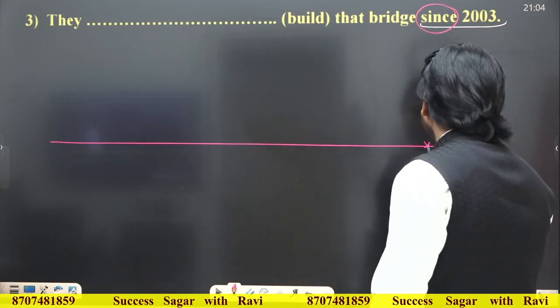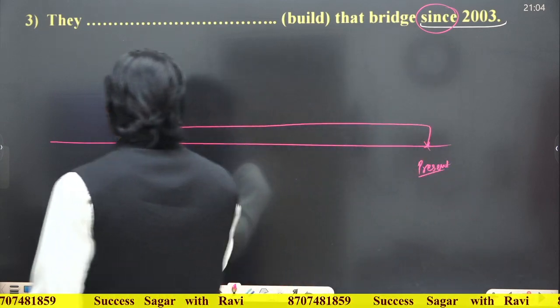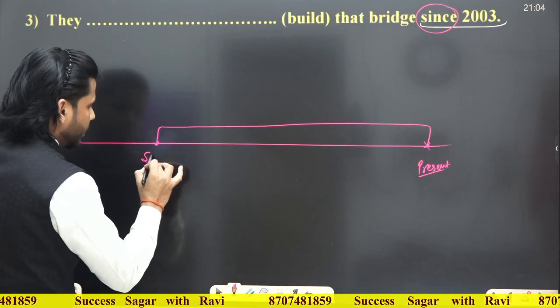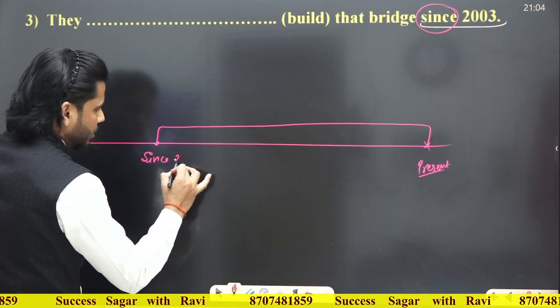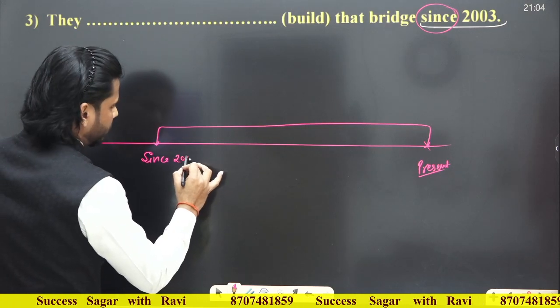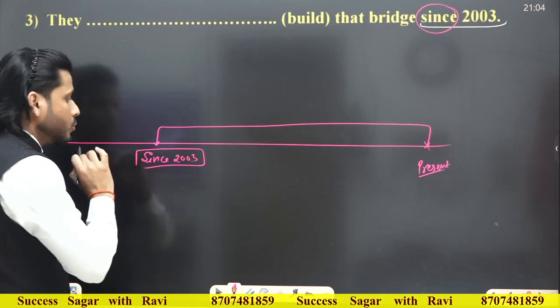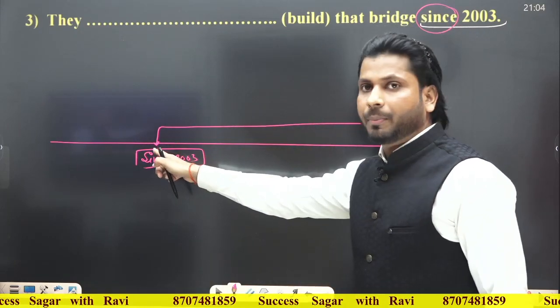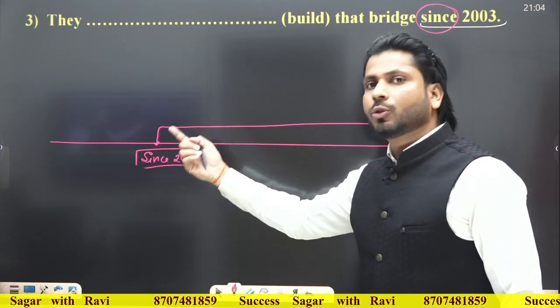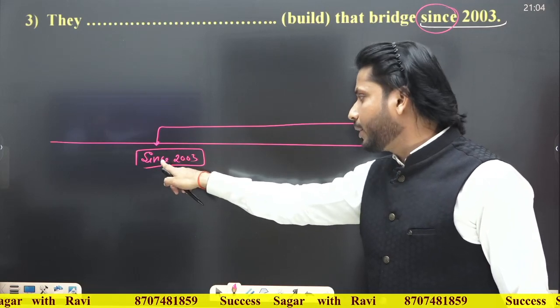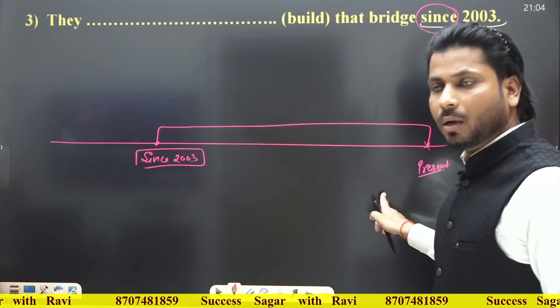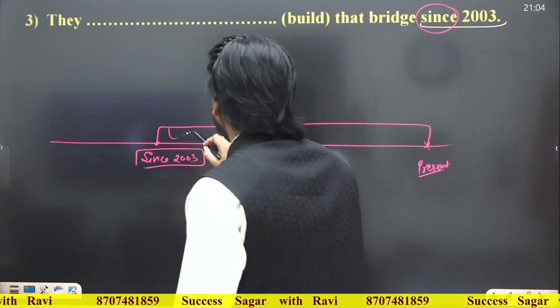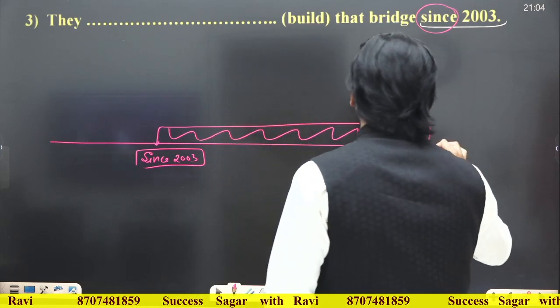I am in present, and since 2000, since is here, in past, 2003. This is past. Since 2003 means the time in past. I started doing something in 2003 and I am still doing the work. It means this particular duration is complete now.